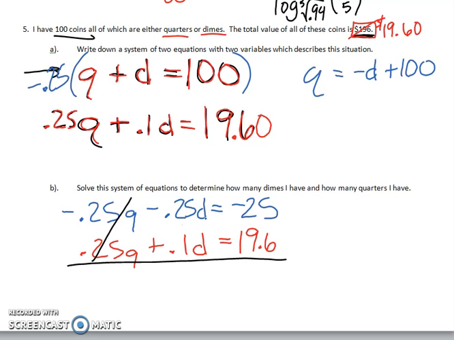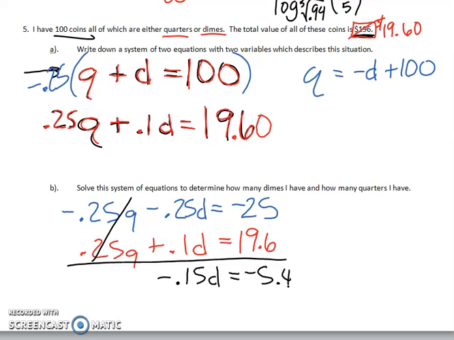Negative 0.25 D. Sorry about that. If I add a negative 0.25 D plus a 0.1 D, I get a negative 0.15 D equals negative 25 plus 19.6. If I do that, that ends up giving me a negative 5.4.